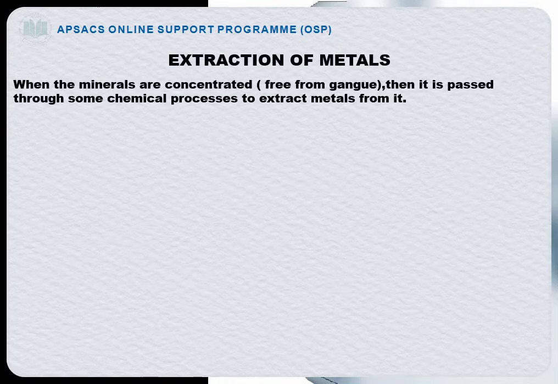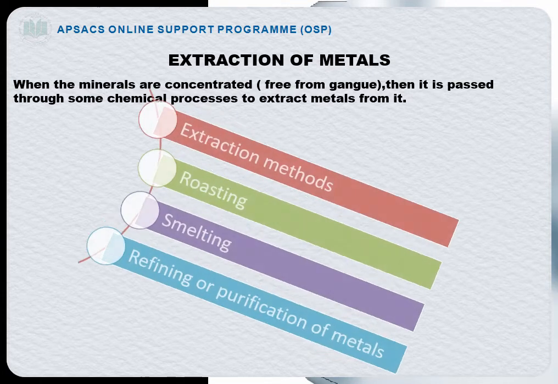Extraction of metal. When the minerals are collected free from gangue, then they are passed through some chemical process to extract the metal from it. In the previous topics we were discussing the physical method. So extraction of a metal is basically a chemical process.